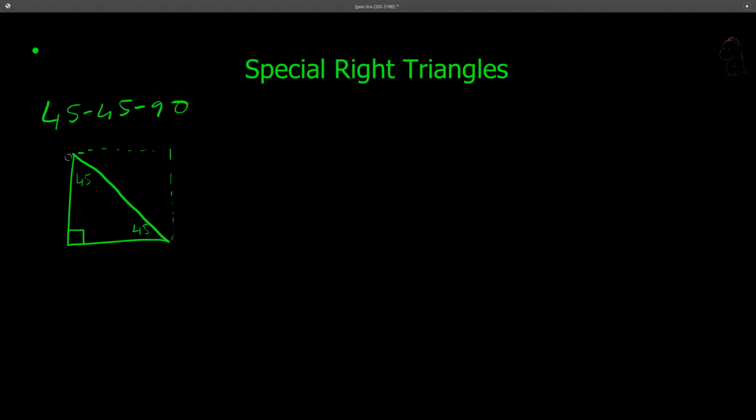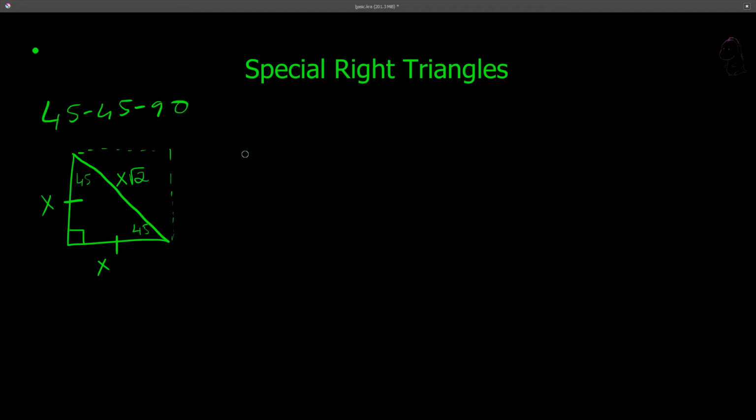So if you have a square, all the angles are 90, and you cut it in half, each angle would be 45. And what do you know about a square? Well, the sides are congruent. So whatever this side is, say it's x, this side also has to be x. And as it turns out, the hypotenuse of that triangle is going to be whatever the side is multiplied by radical 2. So it's x times radical 2.